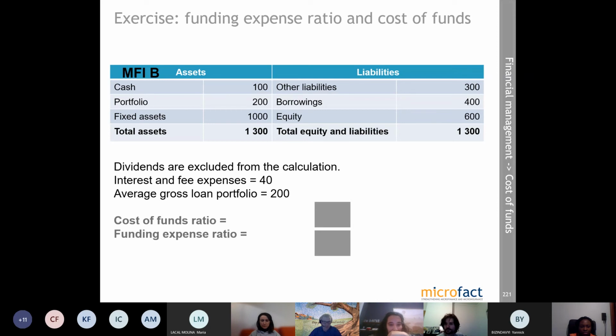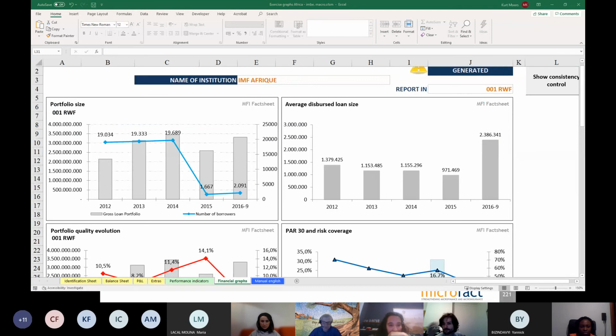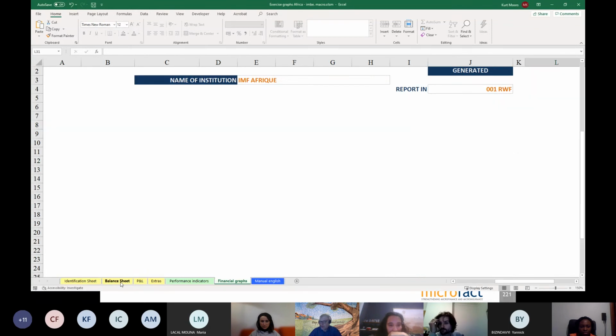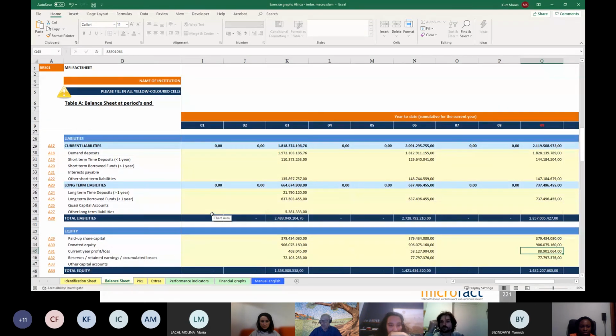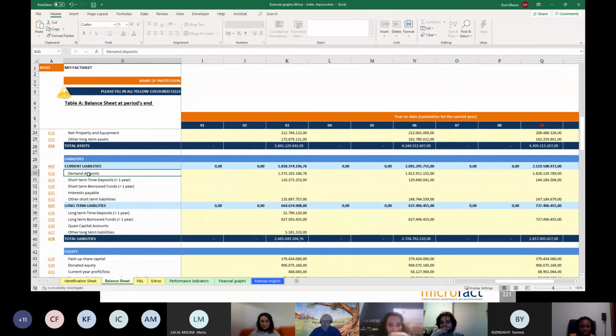Perhaps I can show it. Fact sheet, where is it here. Balance sheet, these are the right names. So here we talk about demand deposits, time deposits, and then we have the borrowed funds, and borrowed funds is external. Time deposits, long-term borrowed funds, and then you have these quasi-capital accounts.